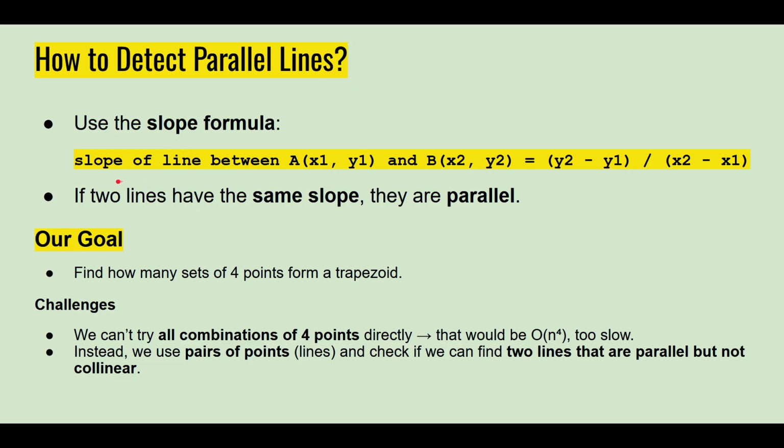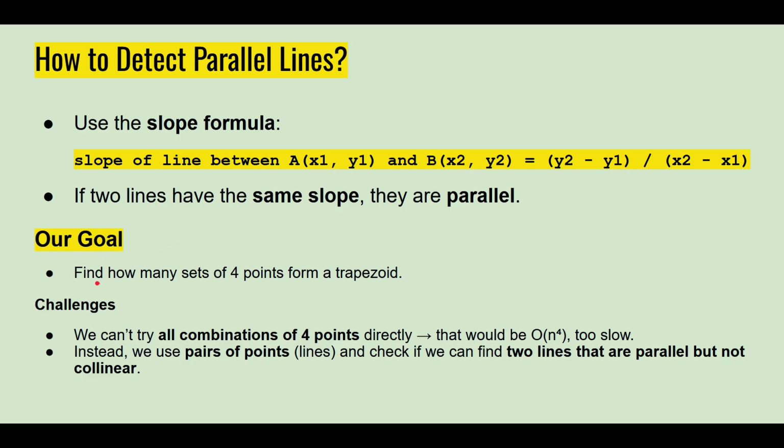If you remember, if you want to find the slope of the line between, let's suppose there are 2 points A and B, right? So if we consider that we have a line between these 2 points, on the coordinate plane, x1 and y1 and x2 and y2, how do we find the slope? By y2 minus y1 divided by x2 minus x1. With this formula, we find the slope. So if two lines have the same slope, they are parallel, right?